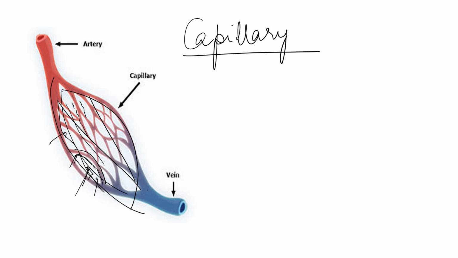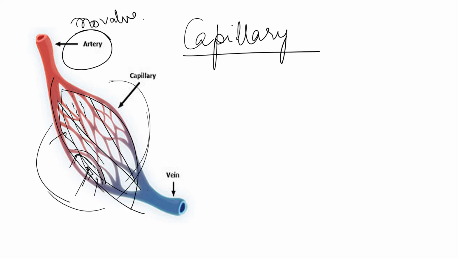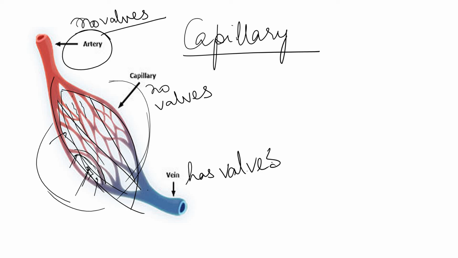Also, there are no valves in capillaries. So artery: no valves, no obstruction. Capillary also no valves, because of gases, nutrients, all these things. But veins have valves, in this way. So that is what it's all about capillaries.